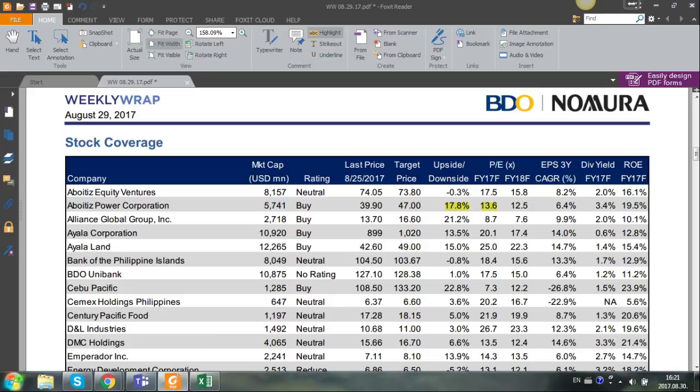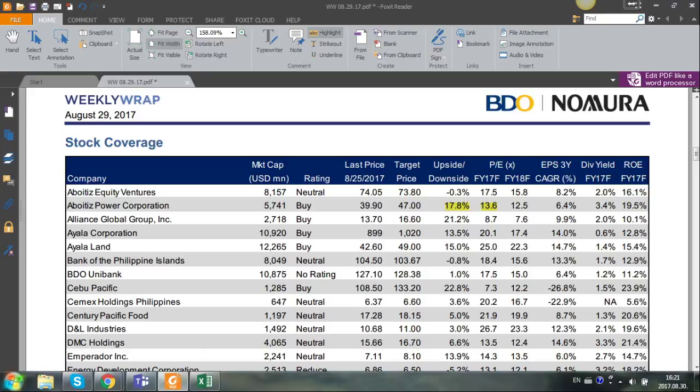And this is the forward PE. So meaning to say, this is the projected PE, yung forecast. So mas maganda na mas mababa pa yung forecasted PE. It indicates na yung price bababa or the earnings is tataas compared sa price. So, mas maganda na mas maliit yung forecasted PE.